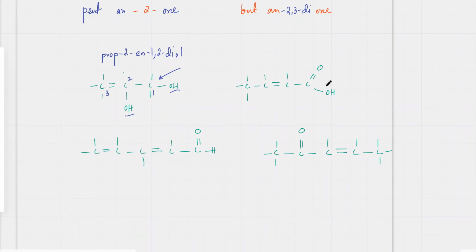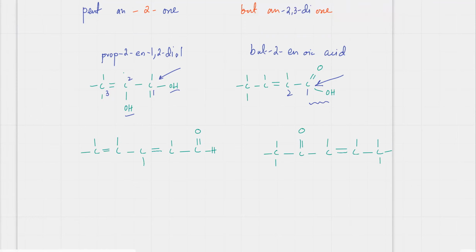This one is 4 carbon atoms, so that's but. It's a carboxylic acid, so it's an oic acid. Again, this one is unsaturated, so instead of AN, it's going to be EN. And remember, for carboxylic acid, this one is always number 1. So you're going to count from this side. So the double bond is at carbon number 2. So it's but-2-enoic acid. So that's the name of the molecule.